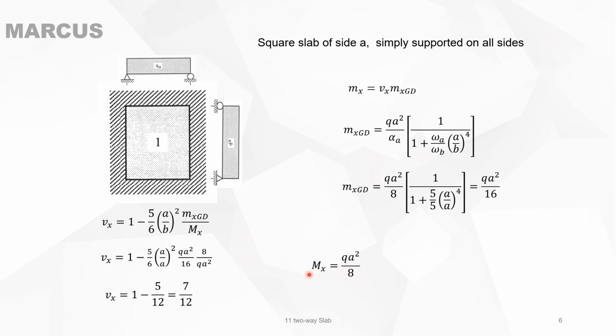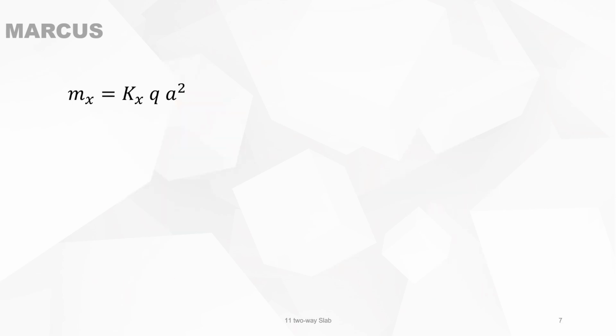The capital Mx, of course, is Q a squared over 8. And then finally, the calculated bending moment Mx is Q a squared over 27.4. You can make this formula more general, and you can write this as the bending moment in x direction is a coefficient in x direction times Q a squared. And this coefficient, if you just rearrange the different formulas, you obtain this form, with t equals a over b.